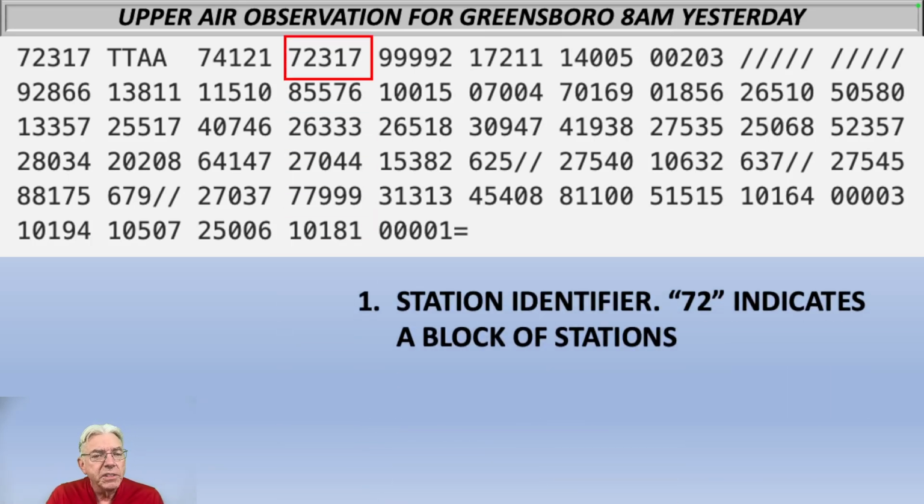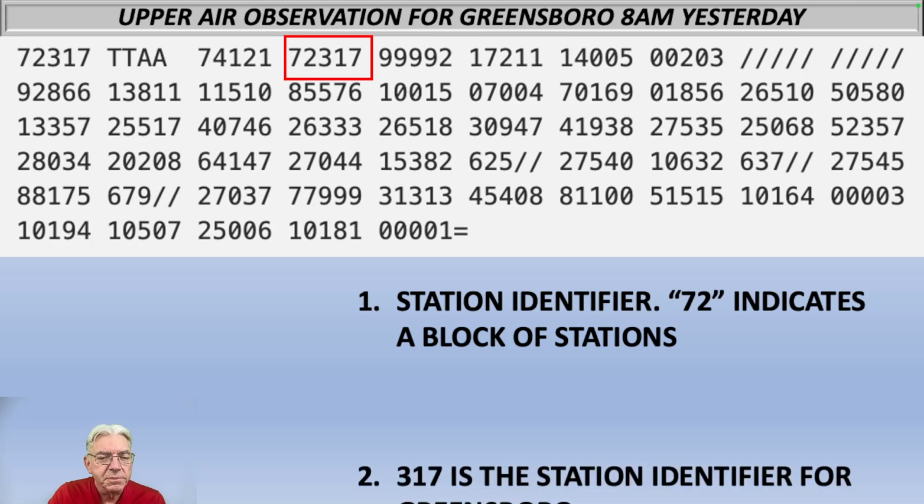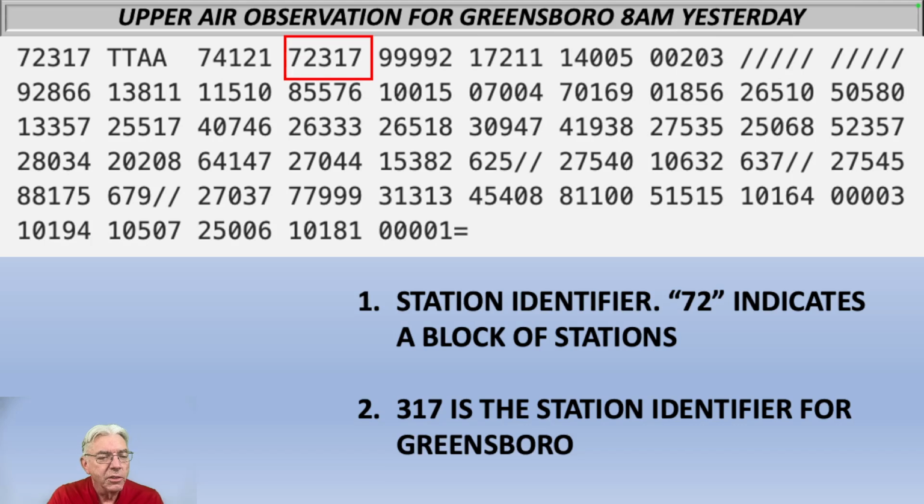So the 72317 is basically the station identifier for Greensboro. The 72 indicates a certain block of stations. There are these blocks of stations all over the world, and Greensboro is in the 72 block. And then the 317 is the actual identifier for the Greensboro station, okay?